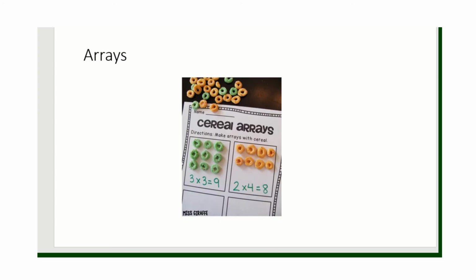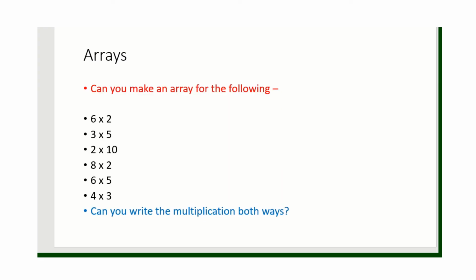There, look, they've done it with cereal, and I know Ruby Ann was great at doing these with cereal at her house. Look at 2 times 4, 2 lots of 4, but if you turn it around, it can be 4 lots of 2.